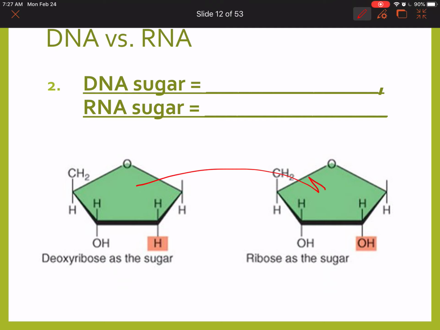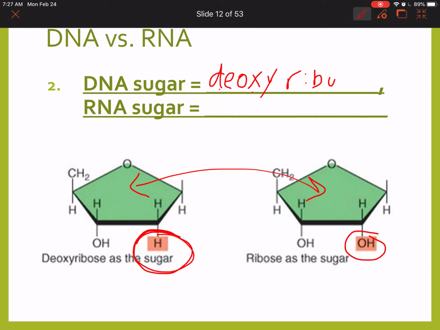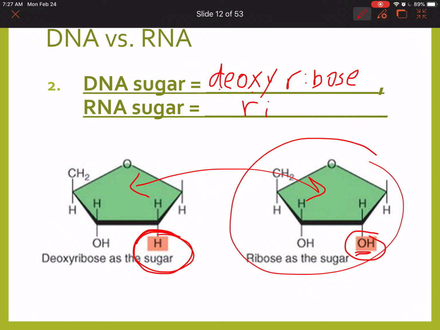Second one involves the sugar. So if you notice, the sugars are pretty similar between the two, but in DNA we have deleted an oxygen. That oxygen is gone. So we call it deoxy, for delete an oxygen, ribose, which is the name of the sugar down here. Now, this sugar over here has all the oxygen, so it is simply ribose. Same sugar, only difference, 1 oxygen. The D in deoxyribose is where the D in DNA comes from. The R in ribose is where the R in RNA comes from. So, important. Small, but important.